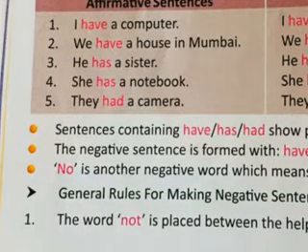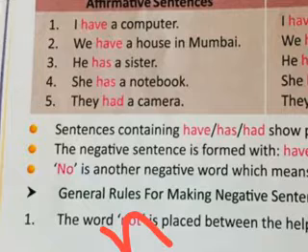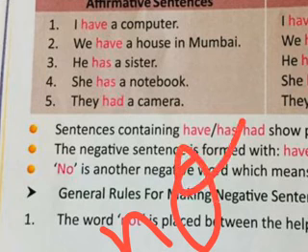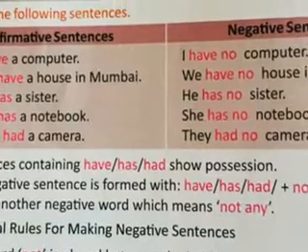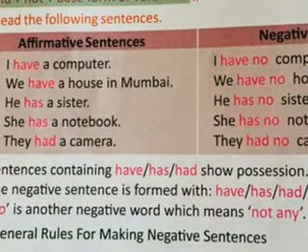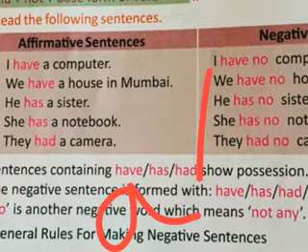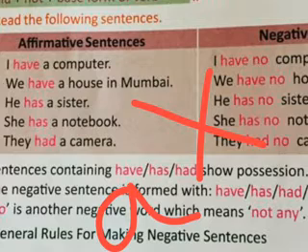Wherever you are going to find has, have, had, you only have to put no. What you have to put? No, N-O, to make negative sentences. Okay, you can see here I have a computer. I have no computer. You have to remove A and you need to write no. Okay, what you have to remove? A. A you don't have to write when you are going to make negative sentences.